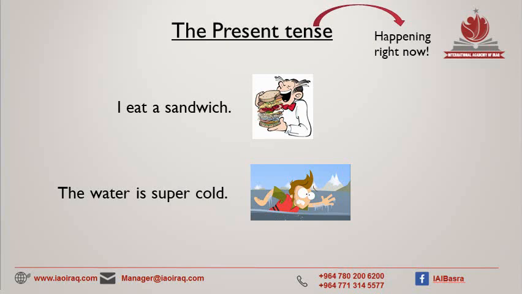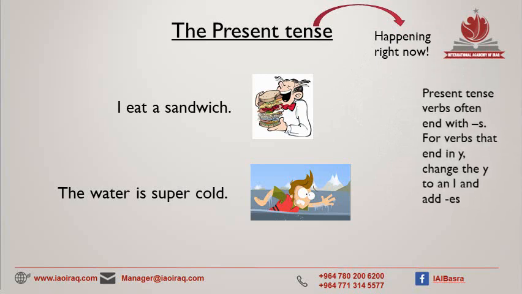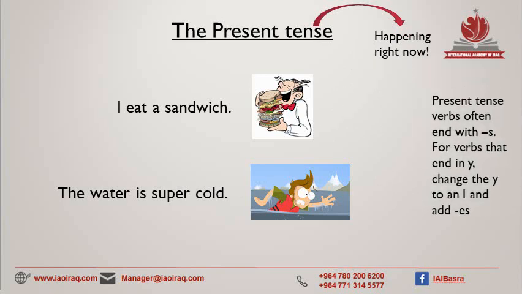And a way you can tell if it's in the present is if you just add "right now" to the end of the sentence. So if I say, I eat a sandwich right now. The water is super cold right now. So that kind of makes sense. Present tense verbs often end with s. For verbs that end in y, change the y to an i and add es. But we'll look more into that just in a bit.